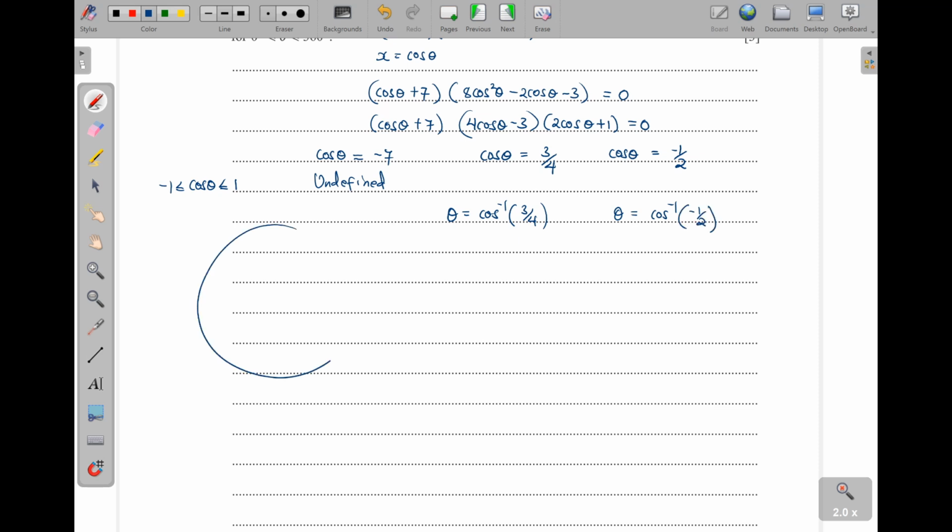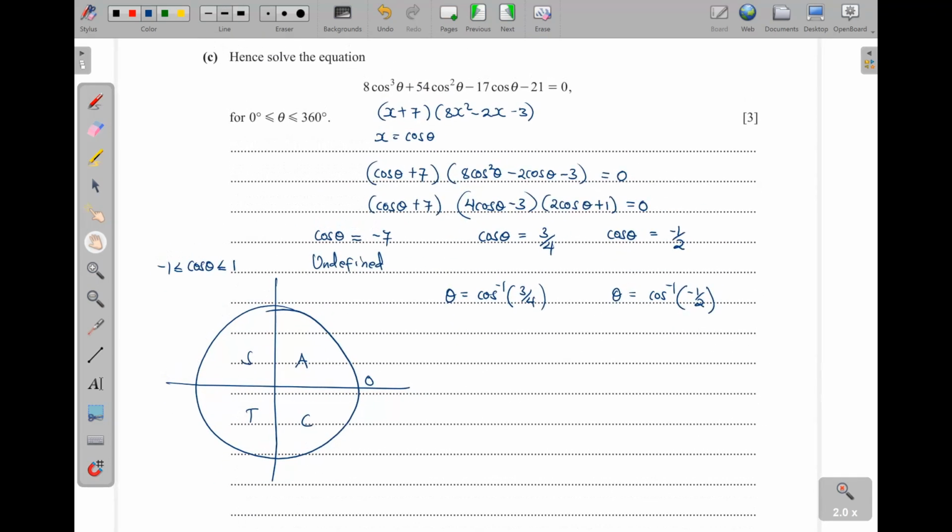So I'm going to draw my circle here. Okay, this is A, S, T, C. If this is 0, are we given the... Yes, it is in degrees. So we are going to consider 0 degrees. Here 90 degrees, 180 degrees, 270. You can use this unit square or the 4 quadrants, or you can use the sketch. Okay, some people use the sketch, no problem.